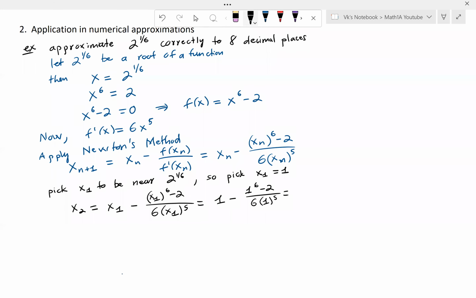Using a calculator, we have 1.16666667. You see how many decimals there are? 1, 2, 3, 4, 5, 6, 7, 8 decimals. Okay. x sub 3 is x sub 2 minus x sub 2 to the power 6 minus 2 over 6 x sub 2 to the power 5.